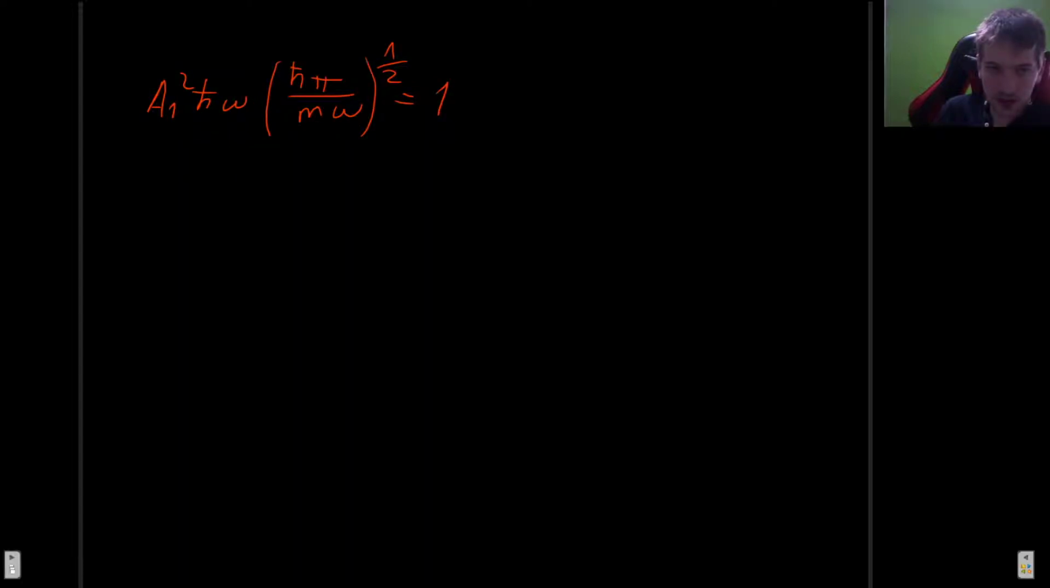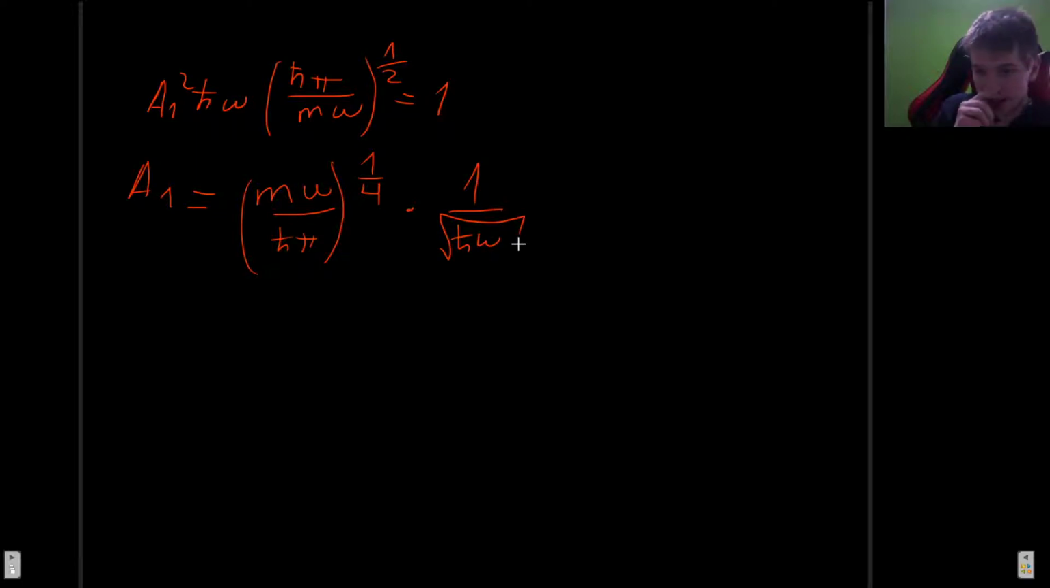So from here we can immediately see that A1 is going to be m omega divided by h bar pi, and since we now have to take the square root because this is A1 and not A1 squared, this is going to be to the 1/4 power times 1 divided by the square root of h bar omega. So this is our result using direct integration. This is the constant of integration to normalize the first excited state of the quantum harmonic oscillator.